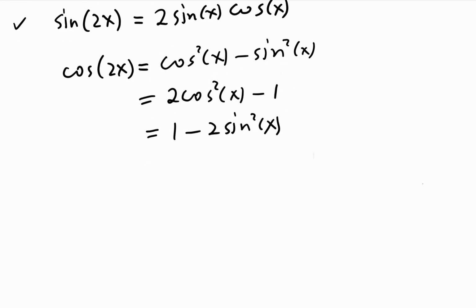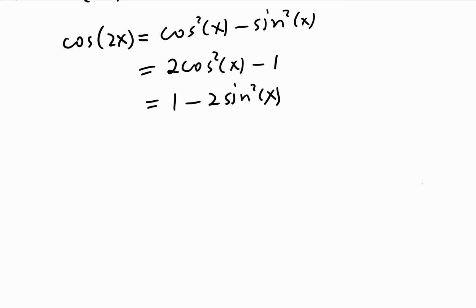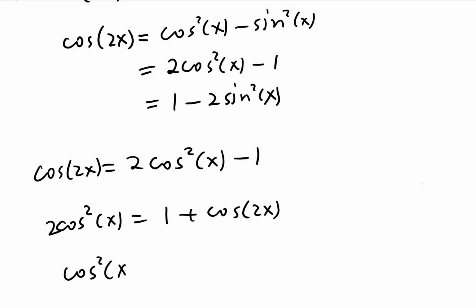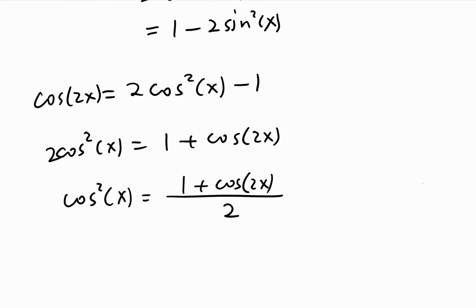From this double angle formula for cosine, say I want to take one of them. Say I want to take the cosine 2x, which is 2 cosine square x minus 1. I can solve for cosine square x. So 2 cosine square x equals 1 plus cosine 2x. Divide everything by 2. Okay, we got a formula for cosine square x.